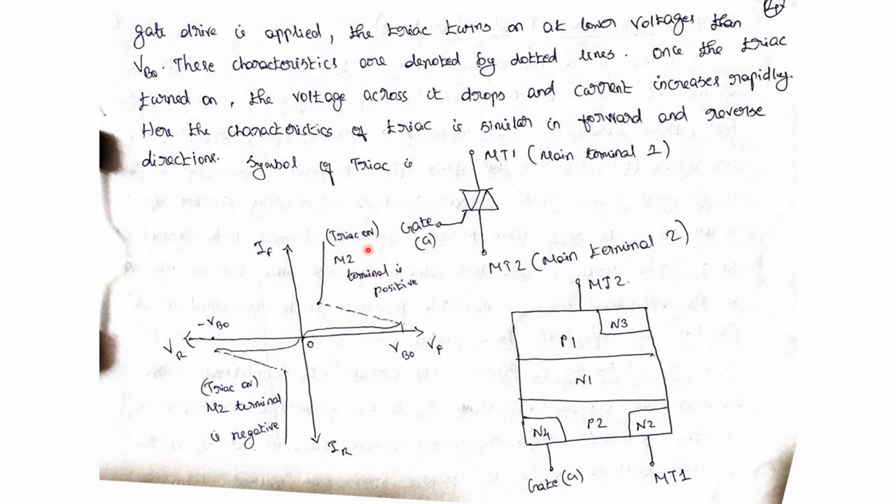Here the triac is on and the MT2 terminal is positive. Here also the triac is on, but the MT2 terminal is negative, because in this graph, from 0 to minus VBO, that is the negative reverse breakover voltage, from 0 to this point, the triac will be in reverse blocking mode. Once the voltage increases above the reverse breakover voltage, it starts conducting.